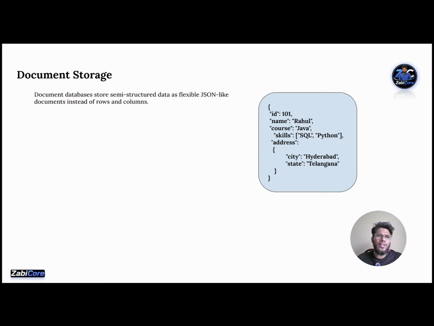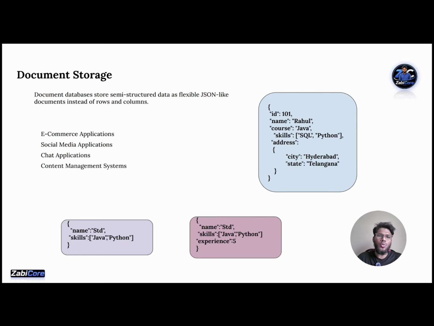In a document database we have a flexible schema, there is no fixed schema. But in an Oracle database, suppose the table contains name and email ID, we have to enter only name and email ID. In a document database we can change the schema. For example, here we have two students. One student has only name and skill, another student has name and experience. So the schemas are different, and this flexible schema is what we can achieve in document storage.